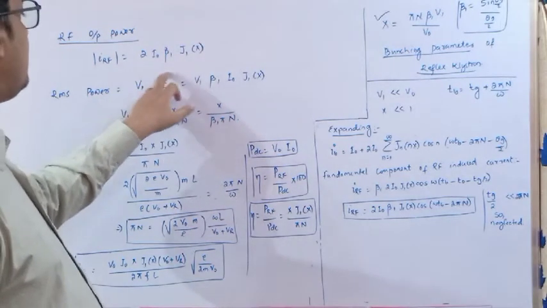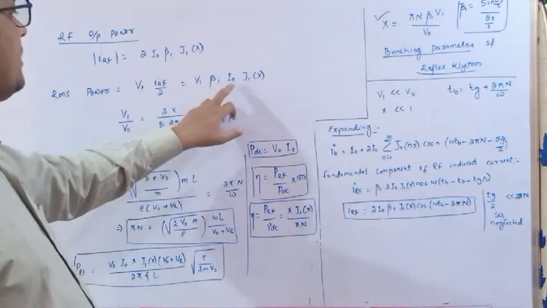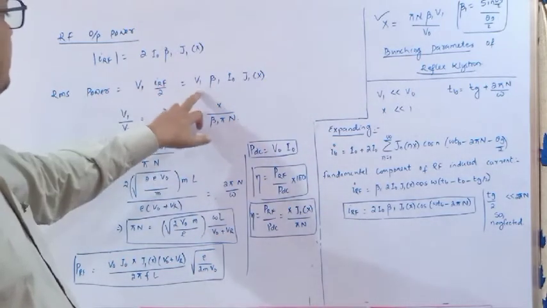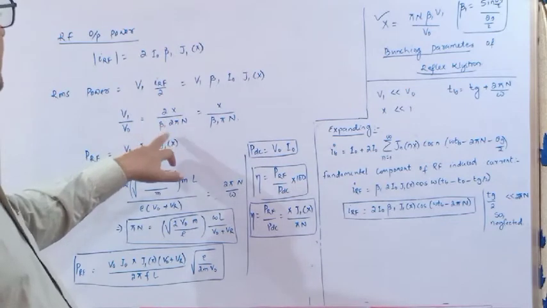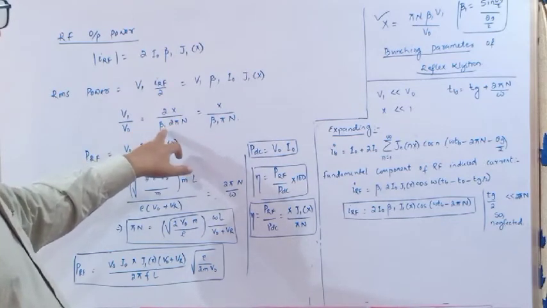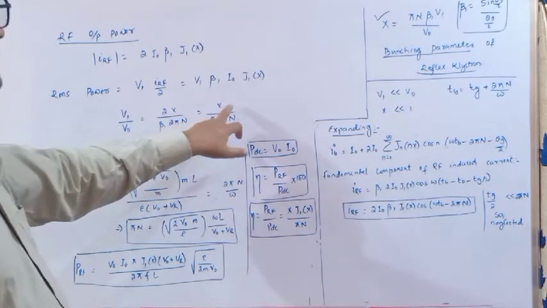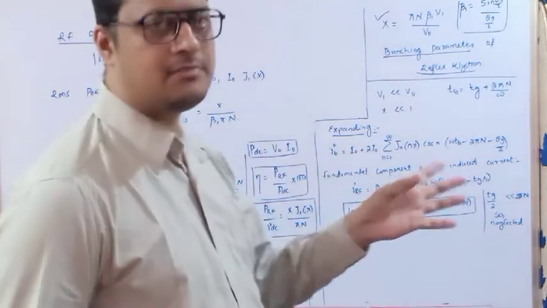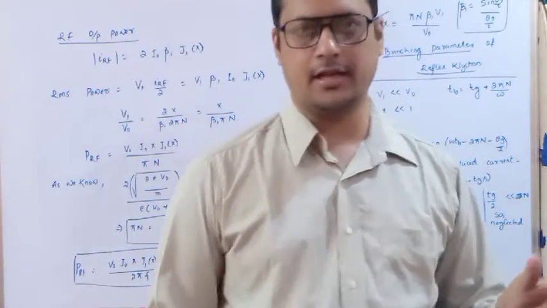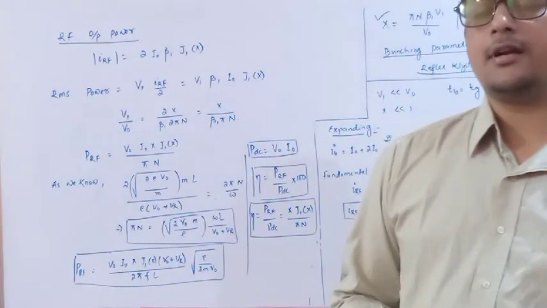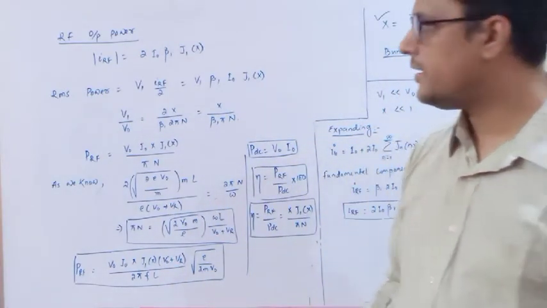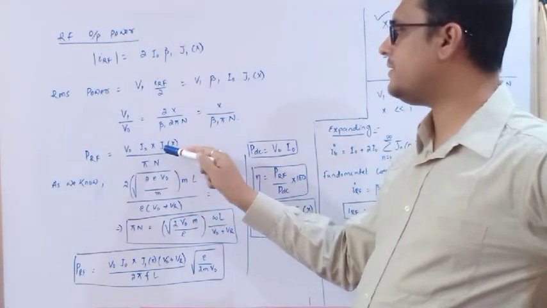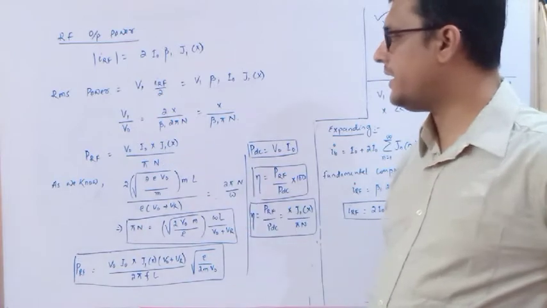If I substitute this value here, I will get V1 beta 1 I naught J1 of X. Done. Now if you divide V1 by V naught, you will get twice X divided by beta 1 2 pi n. We can write it as X divided by beta 1 pi into n. So these are the small relations. But our target is to determine the RF output power. So PRF is equal to V naught I naught X J1 of X divided by pi n.